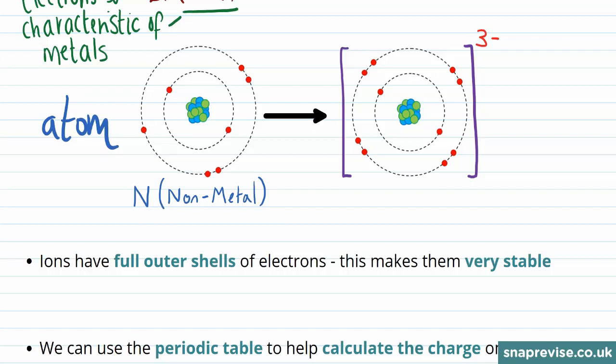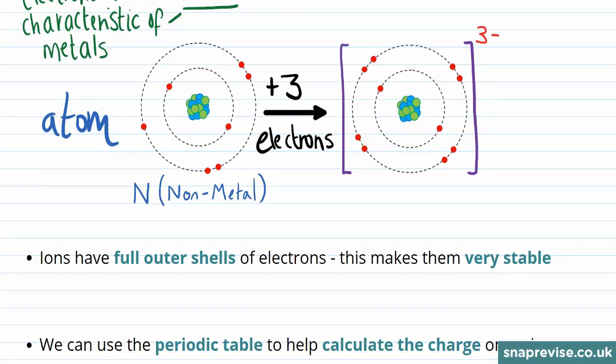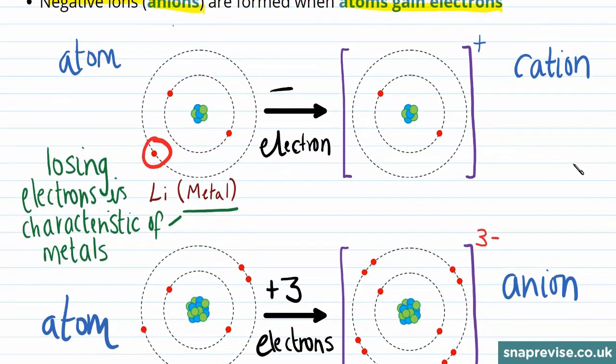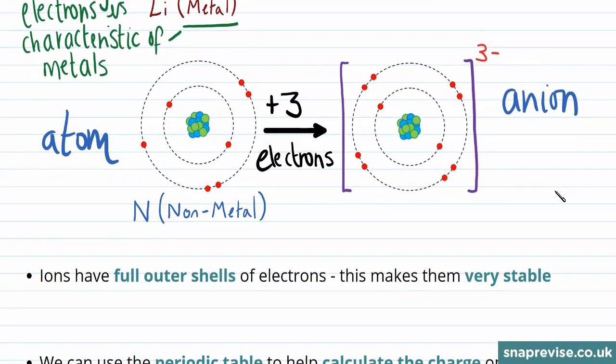outer shell. In this case, the non-metal atom will look to gain electrons. And an atom of nitrogen can often gain 3 electrons in order to form the ion that is shown on the right-hand side here. As the nitrogen atom has gained 3 electrons, which each have a negative charge, the overall charge on the ion is 3 minus. And we can call this a nitrogen anion. So in this example, we've seen that lithium tends to lose an electron, whereas nitrogen tends to gain 3 electrons.